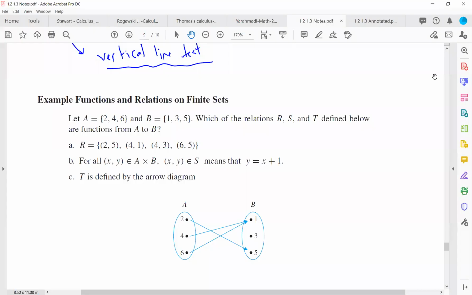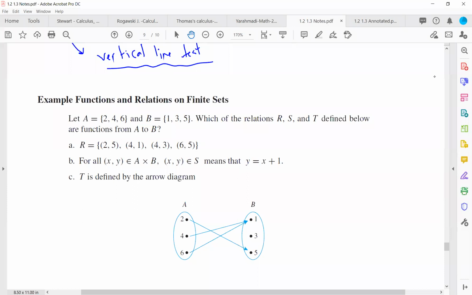Let us take a look at some examples. Suppose A is a set including 2, 4, 6. B is the set including 1, 3, 5. Which of the following relations is actually a function? So which one passes the vertical line test? The first relation is (2, 5), (4, 1), (4, 3), (6, 5).